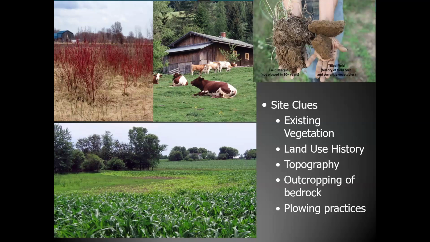So site clues can give you some things. The cow is standing there. That's a pretty good site clue. Land use history. What have they used that for in the past?